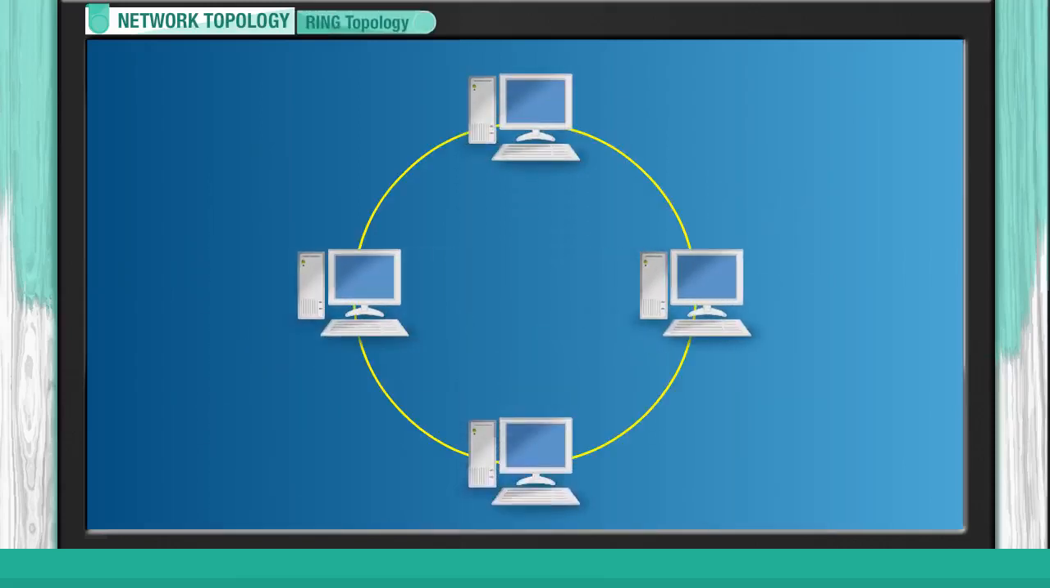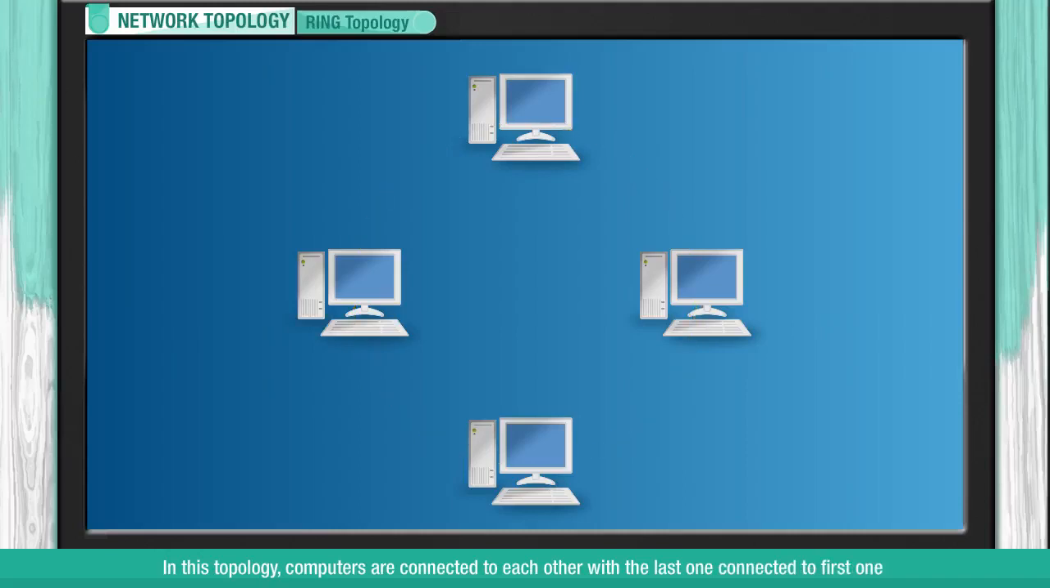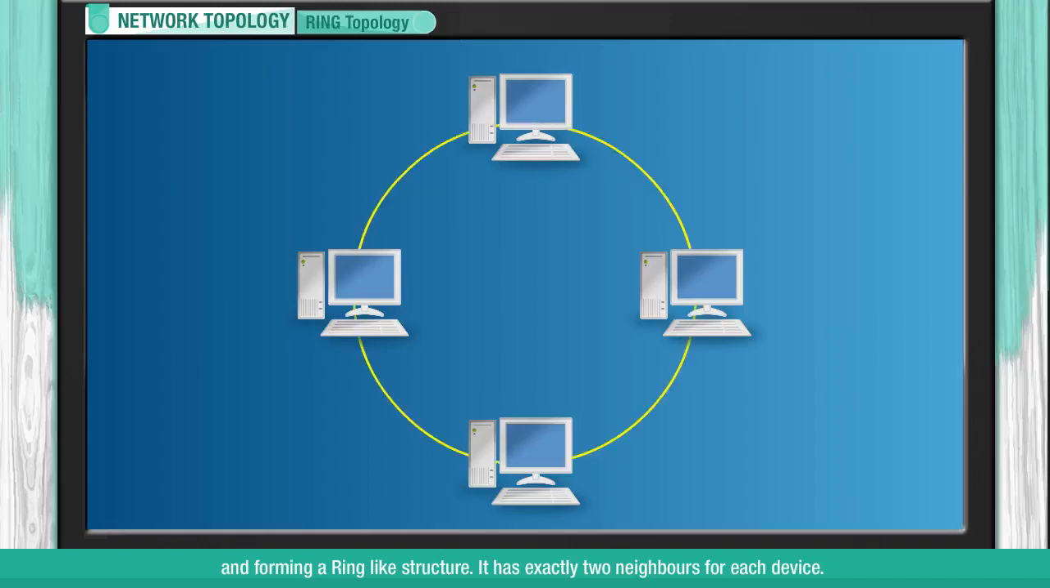Ring topology. In this topology, computers are connected to each other, with the last one connected to the first one, forming a ring-like structure. It has exactly two neighbors for each device.